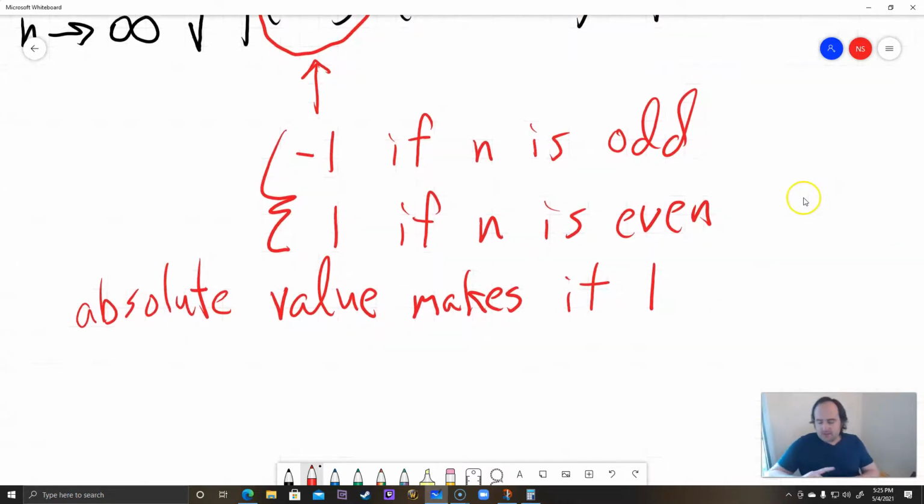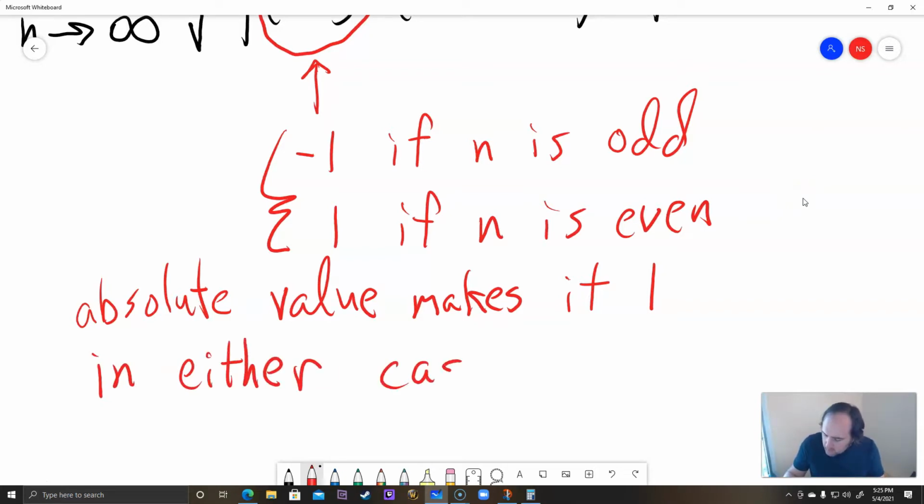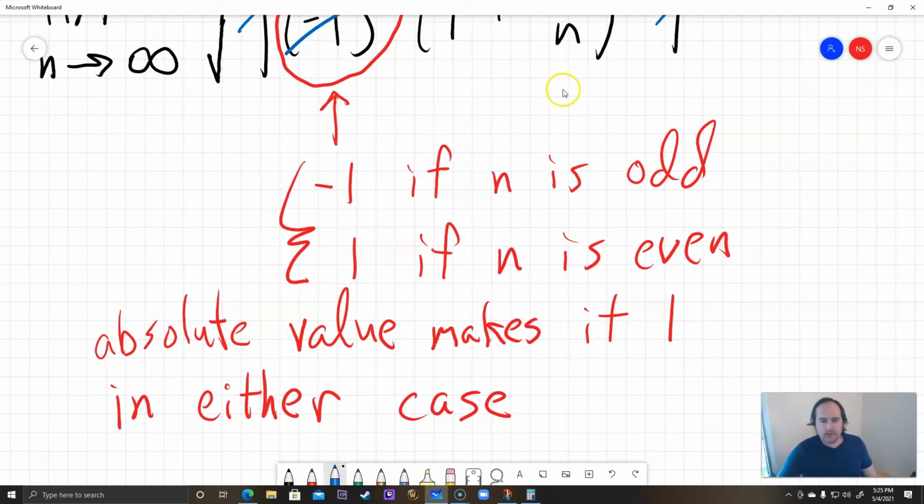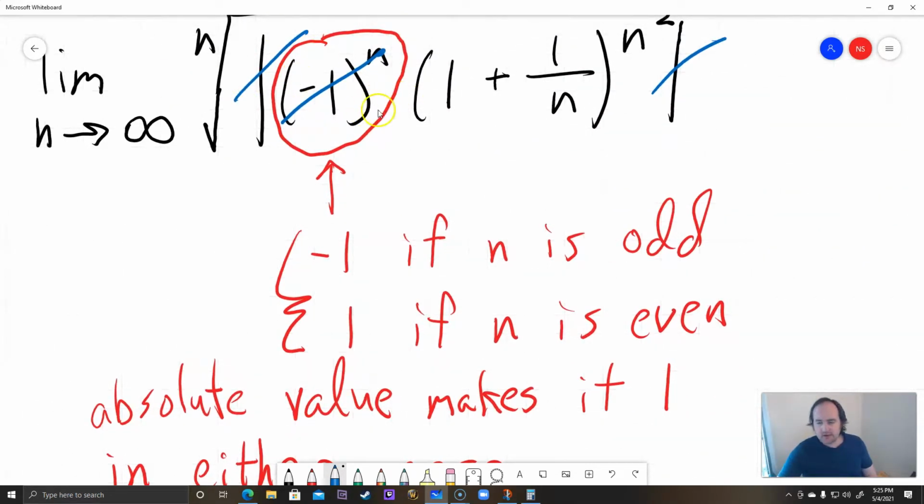So it makes it positive 1 in either case, which basically just means that the absolute value cancels out with the negative 1 to the n. Okay, so this whole thing is just going to cross out with the absolute value. And then we don't need the absolute value anymore, because it just makes sure that that's always positive.